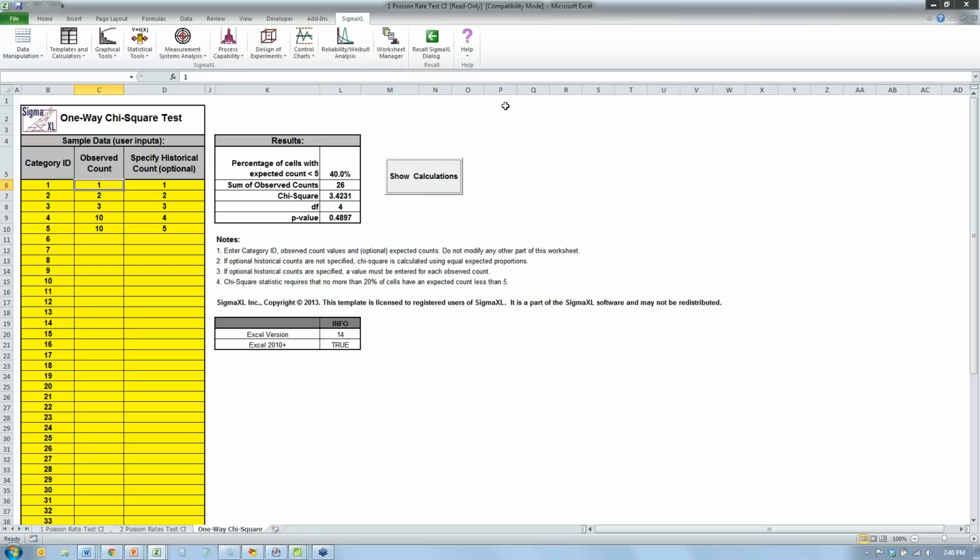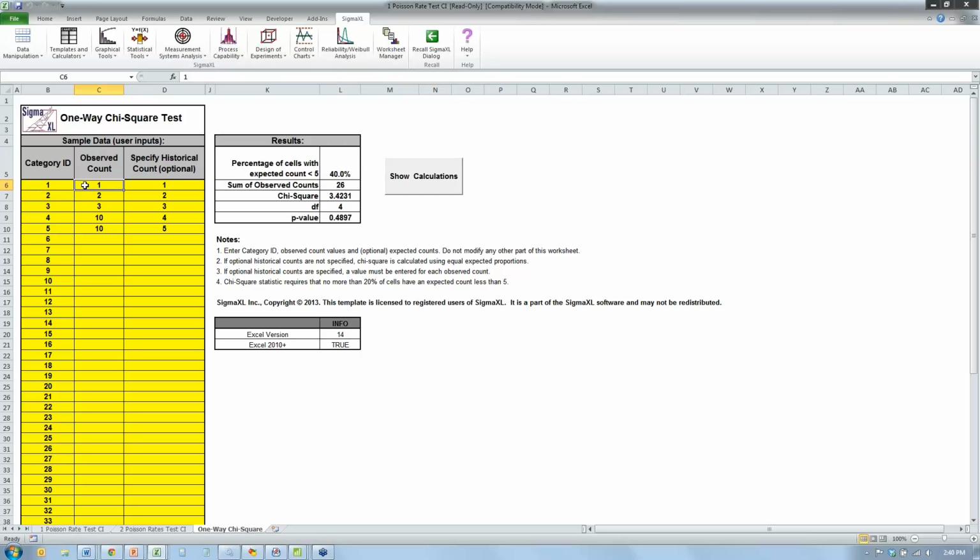One thing that I'll also mention is that it does tell you the percentage of cells with expected count less than 5. What you want is no more than 20% of the cells having an expected count less than 5 in order for the p-value to be valid. So this is actually too high of a number.